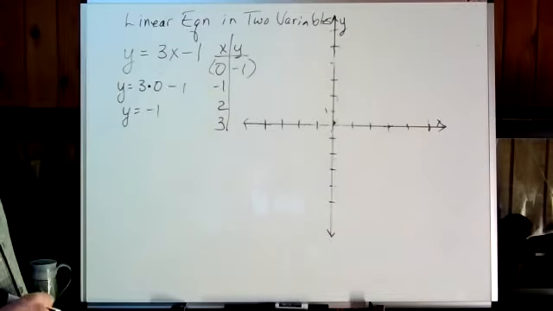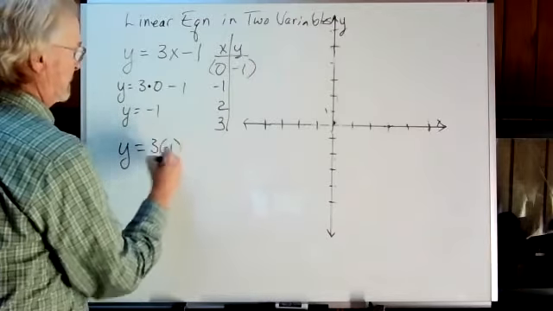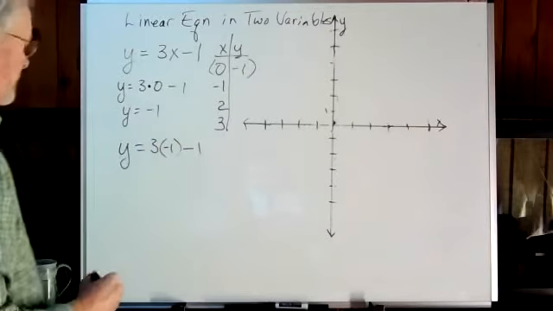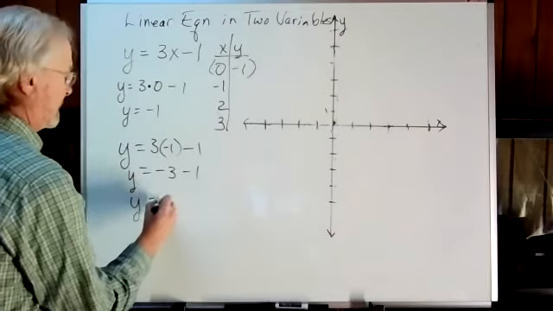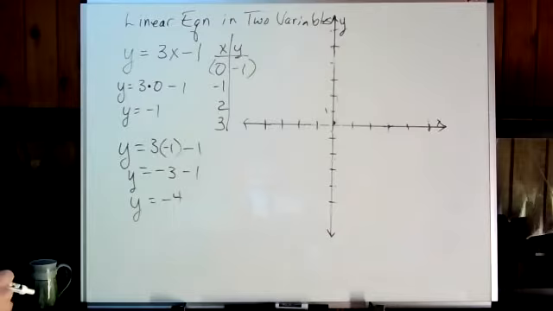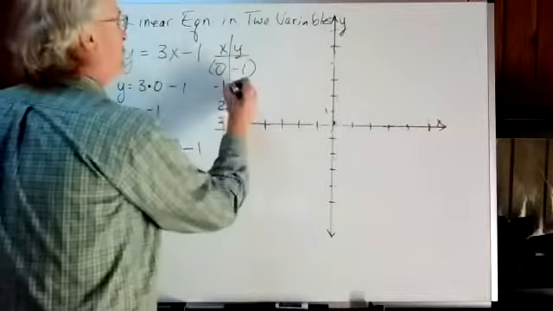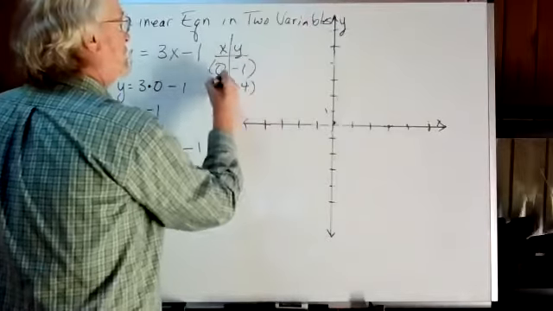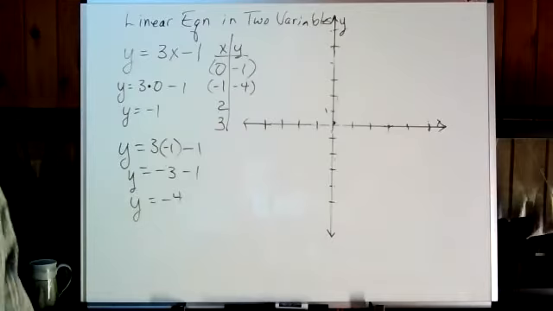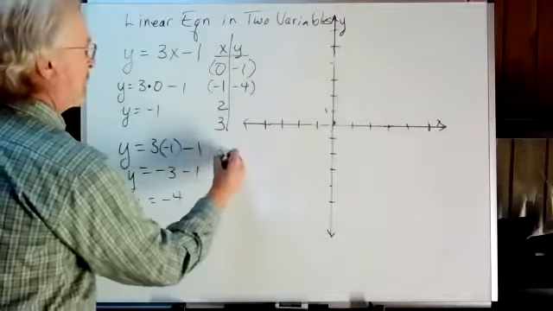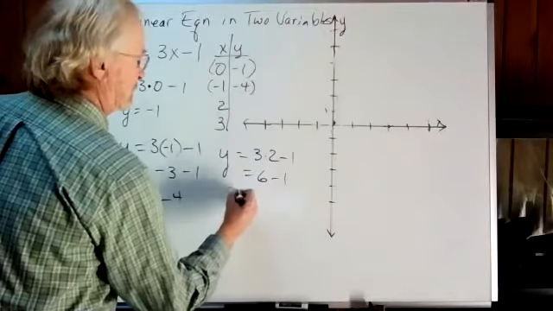Try it again. What if I put in a -1 for the x? What do I get? Here's my parenthesis around that negative sign. So -3 minus 1, a -4. So if x is -1, the y value that goes with it is -4. That would be another solution to this original equation. And we'll just keep going here. What if it was a 2? y equals 3 times 2 minus 1. 6 minus 1, y equals 5.